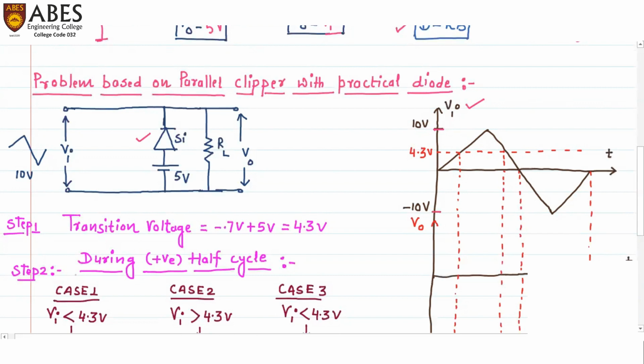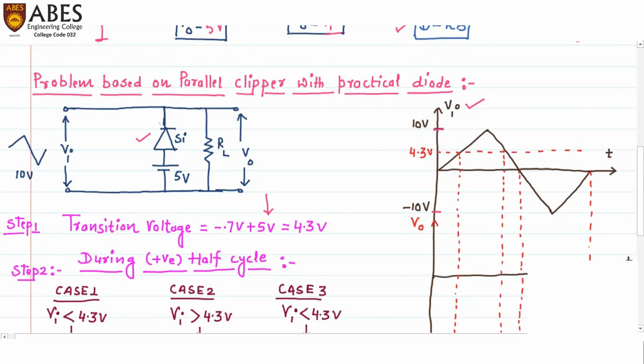So again, let's start with step number 1. I have told you earlier, first we need to calculate the transition voltage. Here the transition voltage will be equal to the battery voltage. Here the battery voltage is 5 volts, so I have taken 5 volts while calculating the transition voltage.